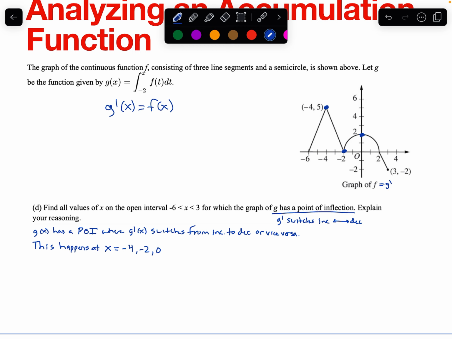So the key to such a question is recognizing what the fundamental theorem of calculus tells us. It tells us that if g is the accumulation of the area under this curve, f is then the derivative. It is the rate of change of g. We need to recognize that and write it down in order to answer these questions correctly.